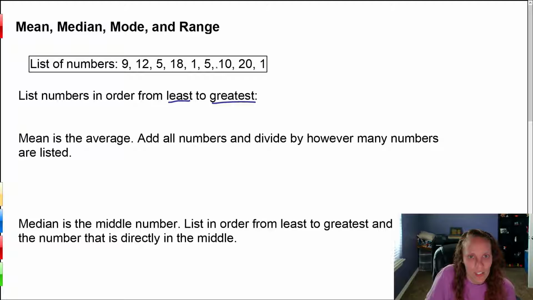Now looking at the list, it looks like the number 1 that's listed twice is the lowest number, so we're going to list those two. And as I write a number down, I'm just going to cross through it so that I don't get confused and miss any numbers. I see that we have the number 5 next, and that's listed twice. The next lowest looks to be 9, and then 10, 12, 18, and 20.